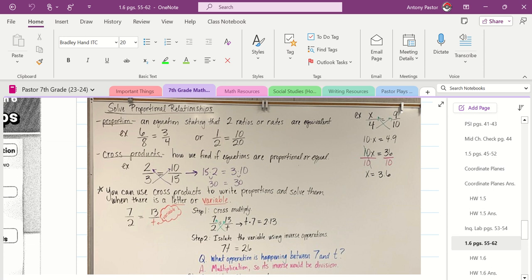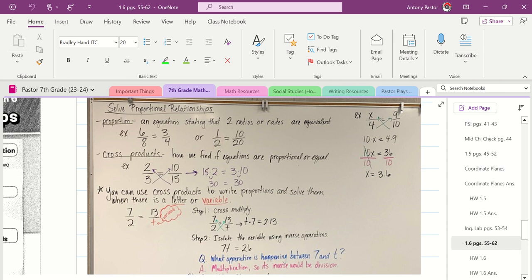Cross products. How do we find if equations are proportional or equal? Example, 2/3 equals 10/15. 2 times 15 will equal 30, while 3 times 10 equals 30. You can use cross products to write proportions and solve them when there is a letter or variable. So this is where we're going to start getting into a little bit of algebra. So we have 7/2 equals 13/t. So if we know that 2 times 13 equals 26, then we know that 7 times t should equal 26.